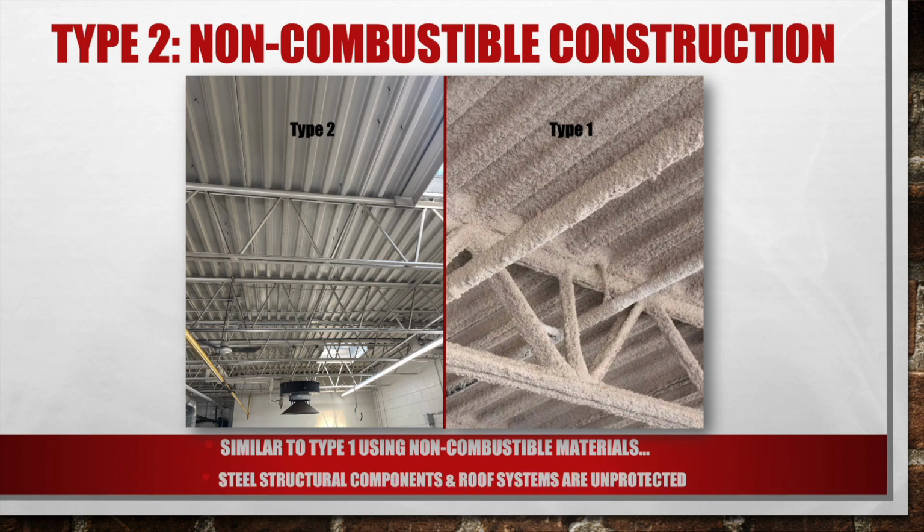However, the steel structural components and roof system are unprotected. So this picture on the left, you can see we've got corrugated metal or Q decking, again with our open web parallel chord truss with unprotected steel, versus the picture on the right, which we've already seen, which has the fire resistive spray protecting it, which makes it a type 1.